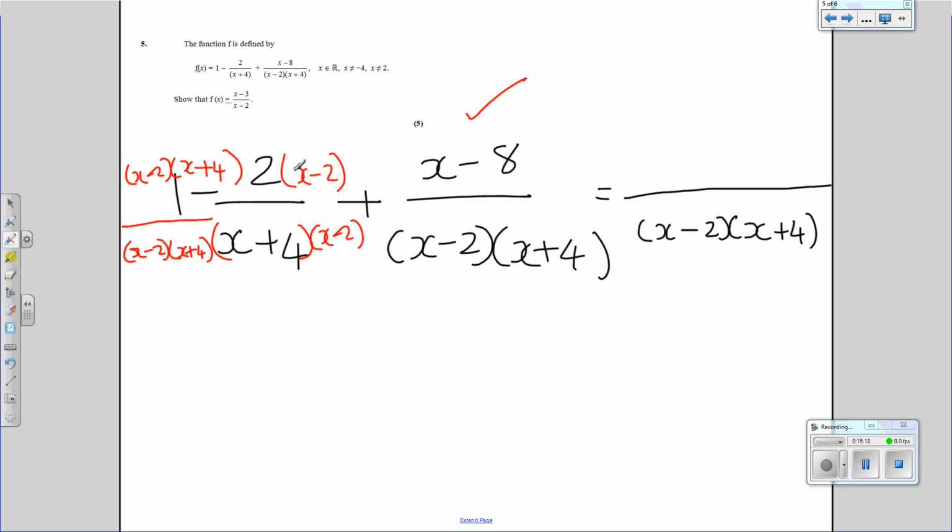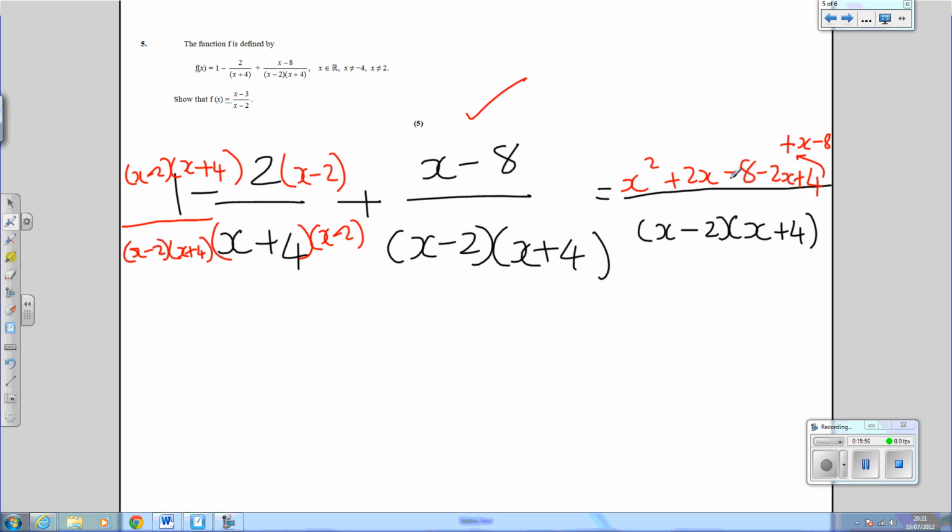Be careful when you take away this, and you need to add this. So if you multiply this, we're going to get x squared minus 2x plus 4x, so that'll be plus 2x minus 8. We're taking away 2 lots of x, and then we're taking away 2 lots of minus 2, so we're taking away minus 4, that's plus 4. And then we're adding, which is nice, x minus 8. Add on x minus 8.